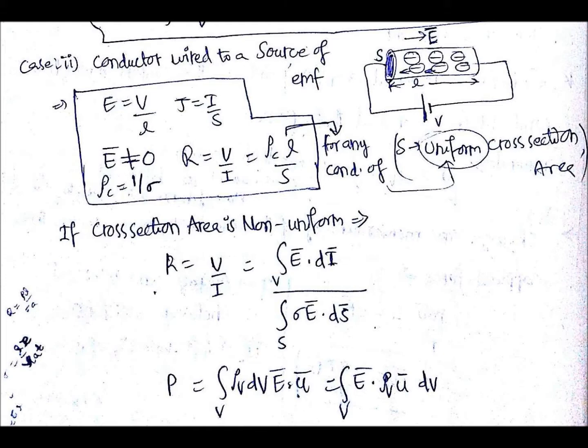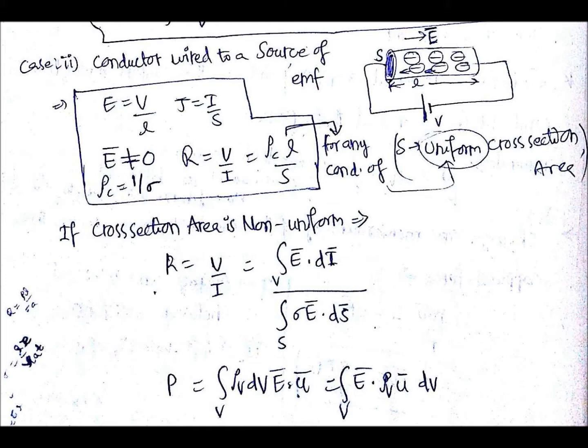And E bar is not equal to 0, and let us define a term, resistivity, which is the inverse of conductivity. Then you will get resistance as V by I. You substitute all these values in the point form of Ohm's law, and you will get resistance R equals V by I equals rho L by S. We know V by I is the resistance. From this, the resistance value is rho L by S, which in general we call rho L by A, where A is replaced by S here. So this is for any conductor of uniform cross-section area S.